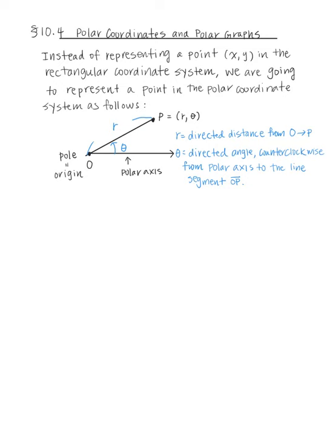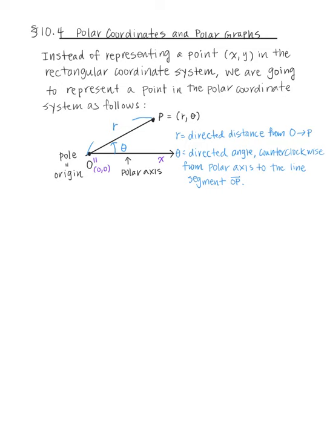And the system is said to be in standard form when the pole is at (0, 0), which is the origin, and the polar axis is the positive x-axis. So going back to this picture, let's call our pole (0, 0), and let's make our polar axis the x-axis. Now we say that the system is in standard form.